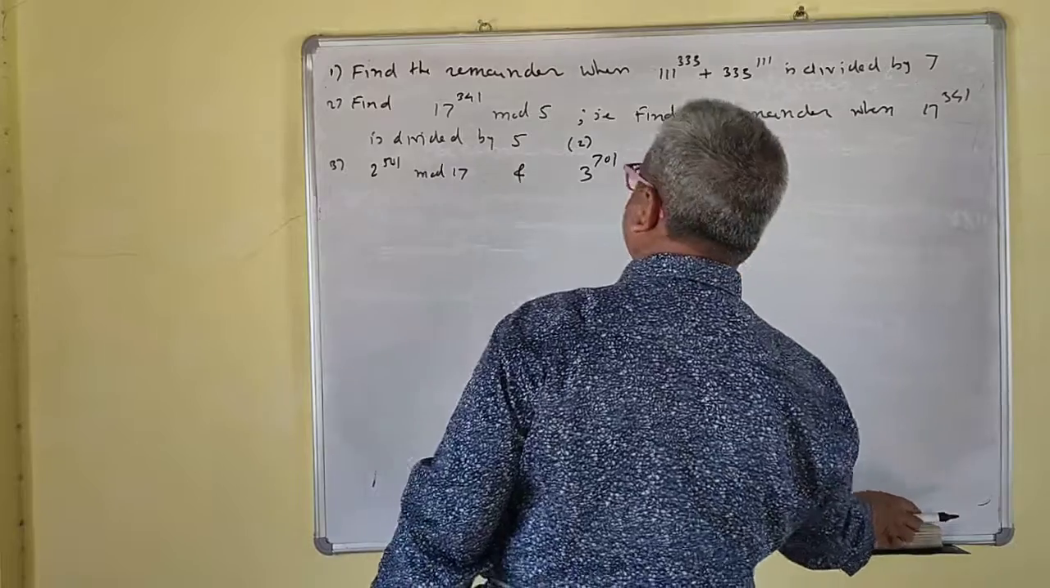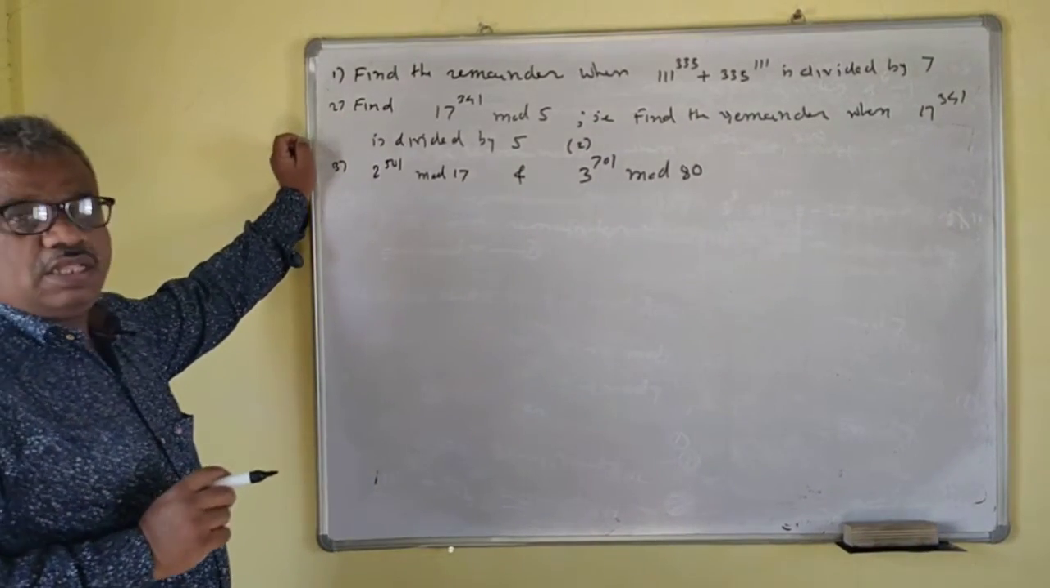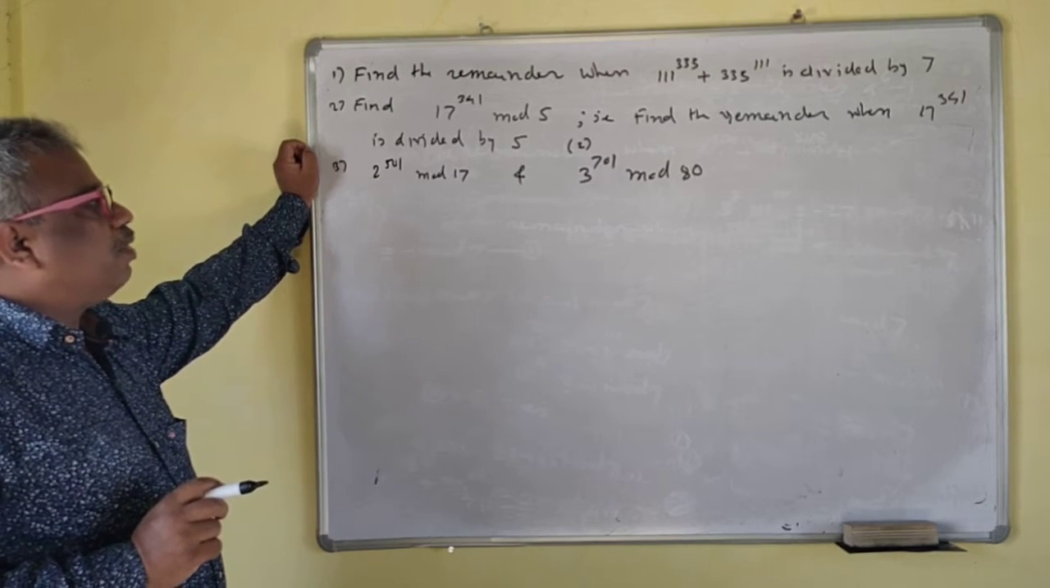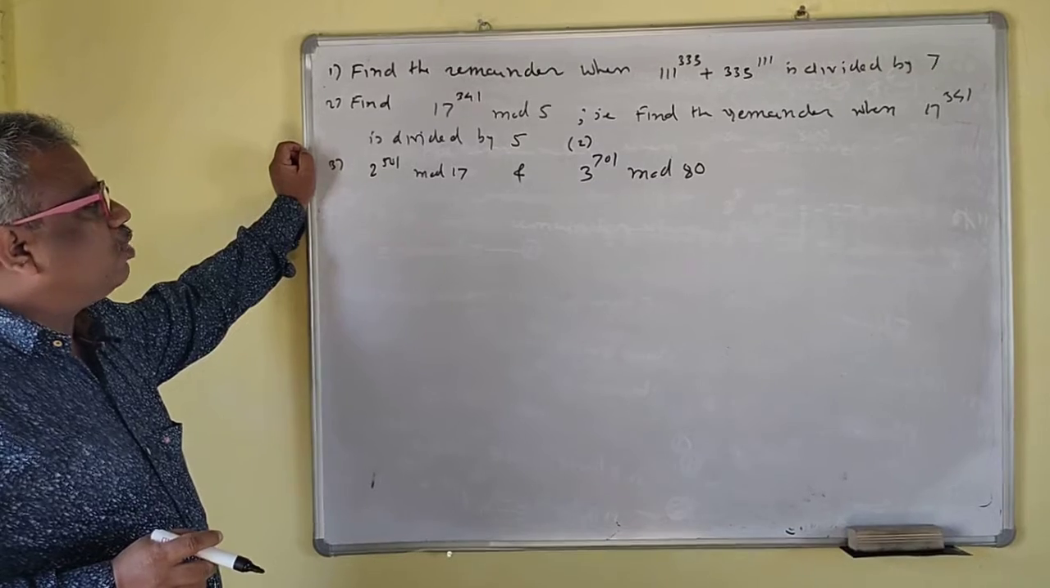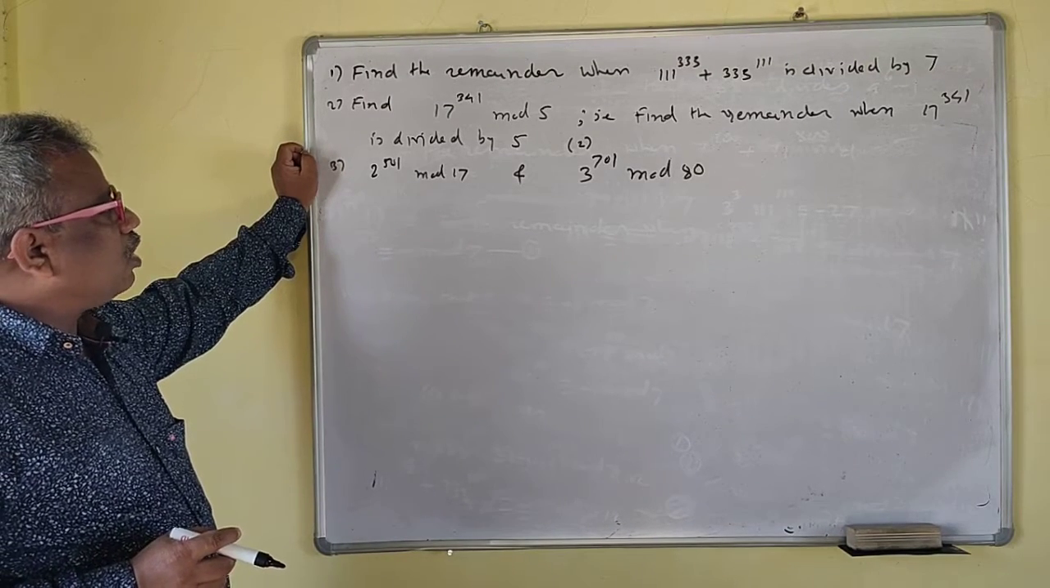We'll take the second one. We want to find 17 to the power 341 mod 5. That means you have to find the remainder when 17 to the power 341 is divided by 5. Okay, so now what will we do?